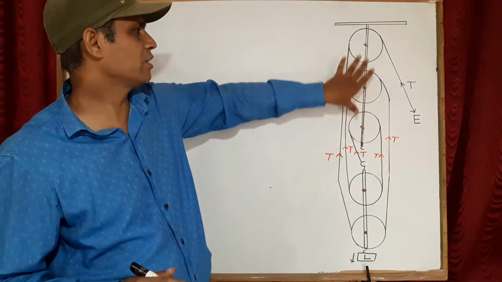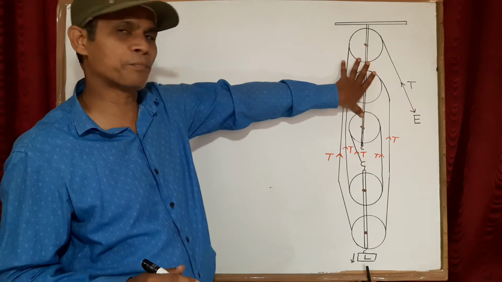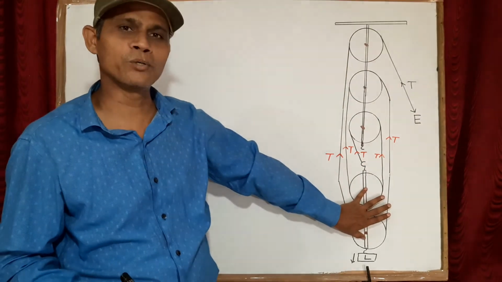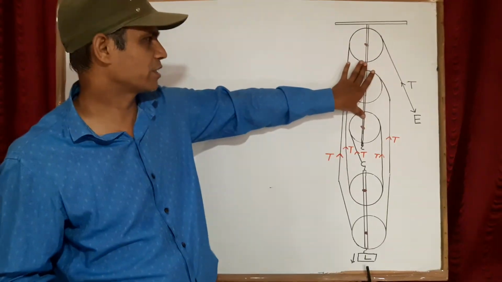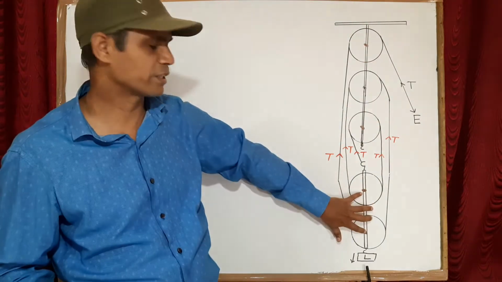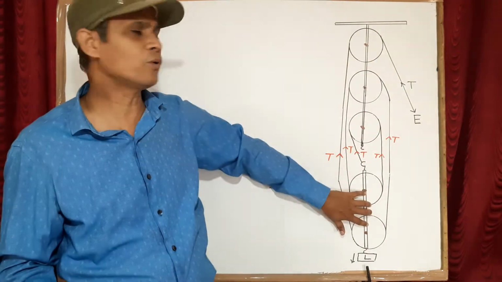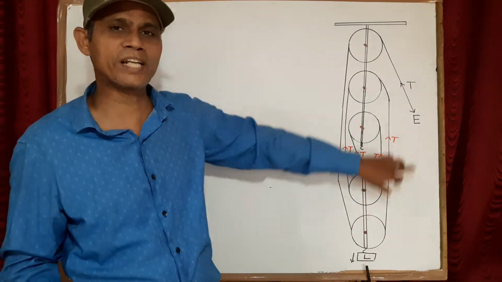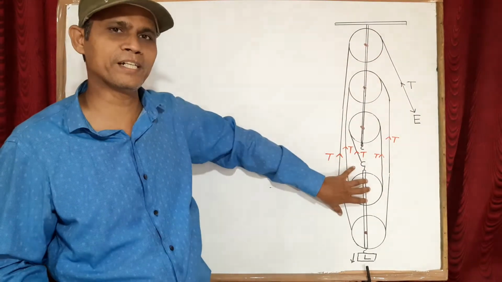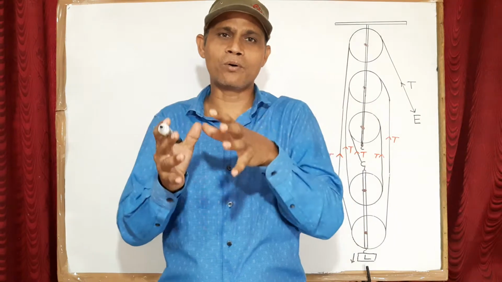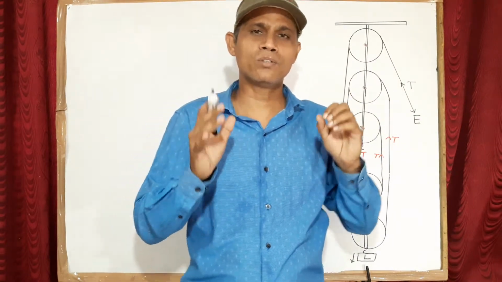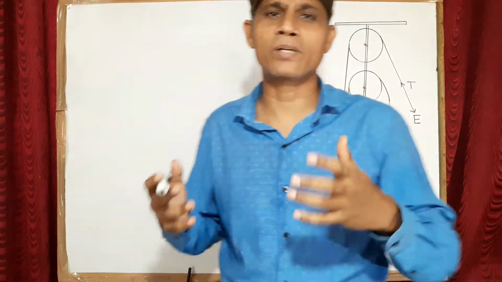Here you have a set of pulleys on the upper side and a set of pulleys on the lower side. Two blocks are there, one block on the upper side and one block on the lower side. So the upper block and lower block are connected through strings, as I have shown here. This is known as block and tackle. So today we are going to discuss the block and tackle system.